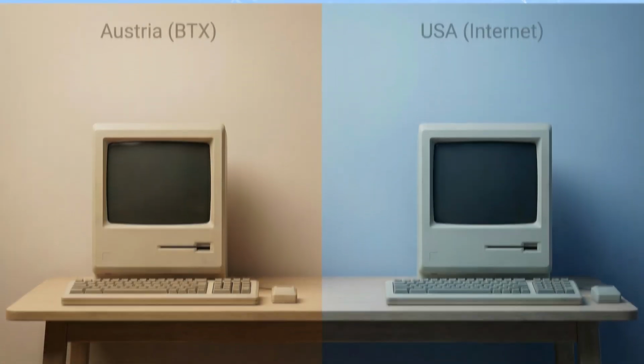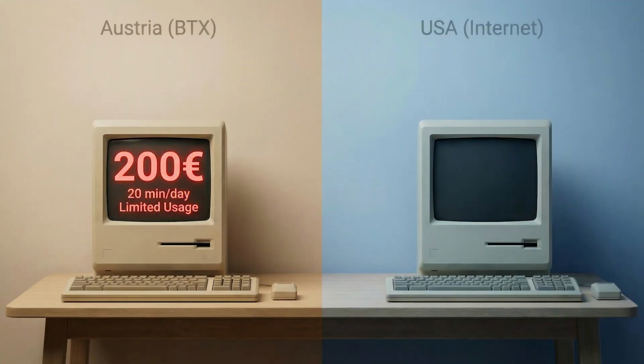The answer was multifaceted. The BTX central servers were expensive and difficult to maintain. But the biggest barrier was cost to the user. In Austria, using BTX for just 20 minutes a day could add the equivalent of €200 to a monthly phone bill. In contrast, users in the US enjoyed flat-rate local calls, making the emerging internet vastly more affordable.